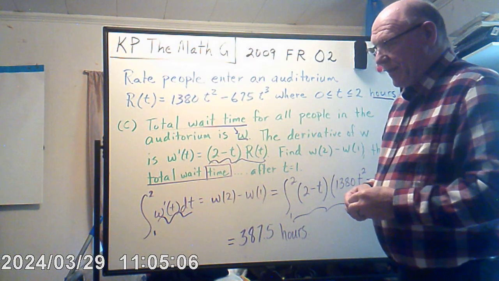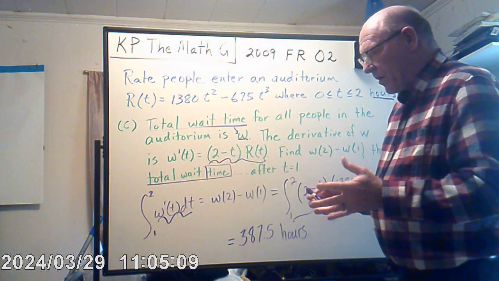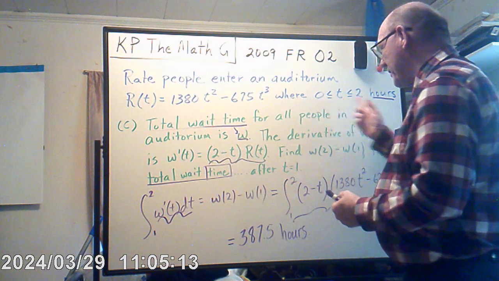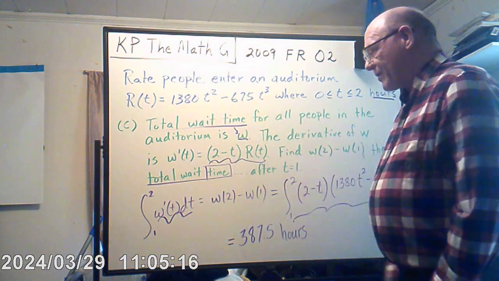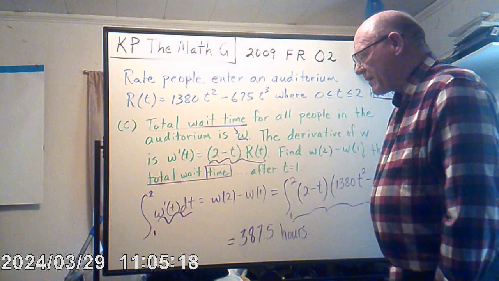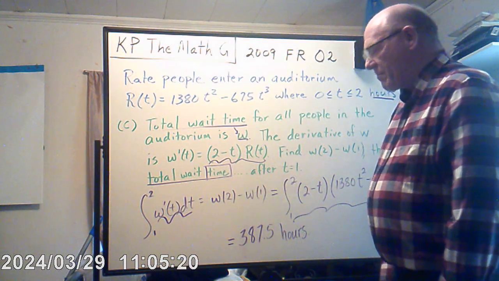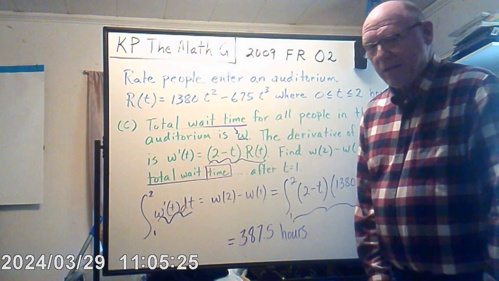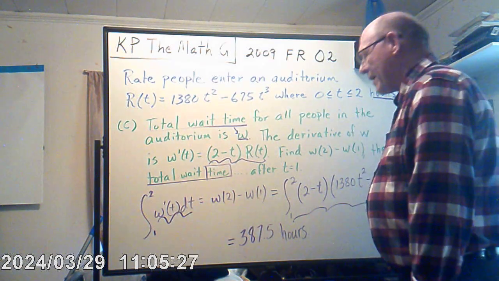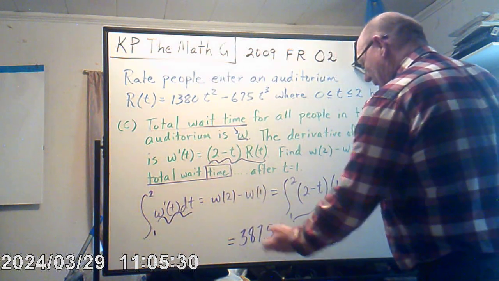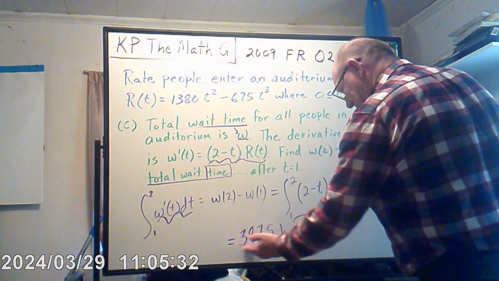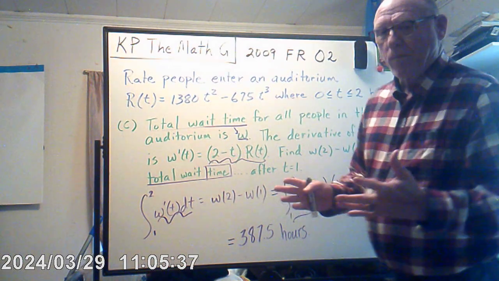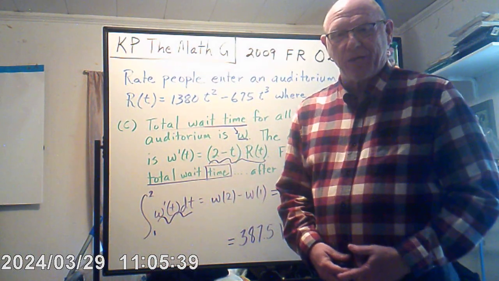Actually, 2 hours is the max per person, because that's what it is here. And not everybody's going to wait 2 full hours because not everybody's going to be in the auditorium at the same time. So there you go. That is a summation of all the total wait times for each individual. So I hope that helps you understand what you just found.